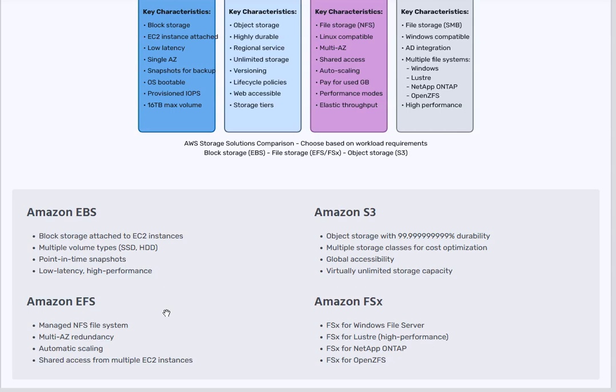right? FSx for Windows File Server is similar to EFS. FSx for Lustre, high performance, right? FSx for NetApp ONTAP, and FSx for OpenZFS, right?